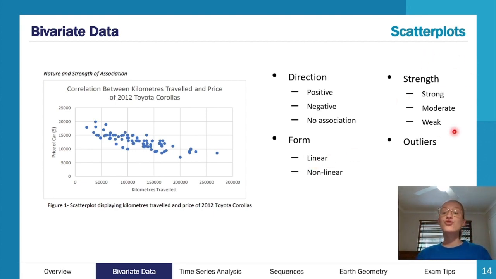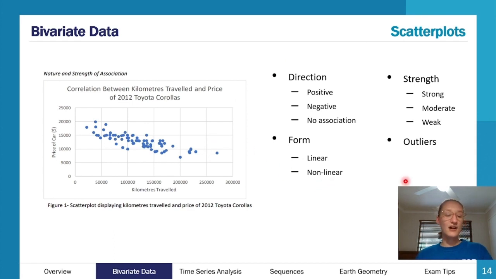Until I can test that out later. Strength, is it weak? Is it moderate? Is it strong? This is looking fairly strong, so I'd probably say moderate to strong, because if it was weak, the points would be quite spread out. If it was strong, they'd be really close together. But there is definitely a fairly strong looking pattern there. So I'd say it's a moderate to strong relationship. And I don't really see any obvious outliers. Maybe that one, but not really. It still generally falls in with our pattern.